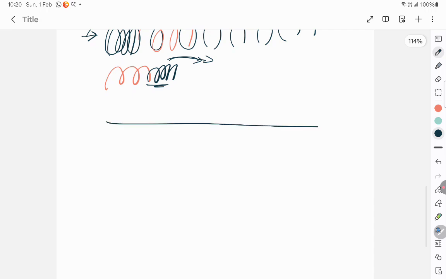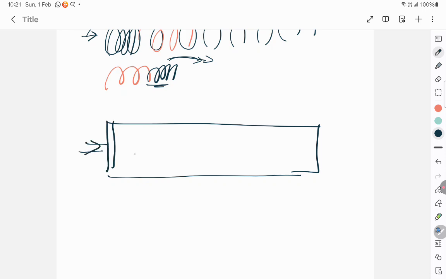The better way of saying it is, let's take this cylinder in which one end is closed, the other end is connected to a piston. You push the piston, which means you're compressing it. You're increasing the pressure. When the pressure is increased, there will be a compression getting created here, and there will be a rarefaction adjacent to it.